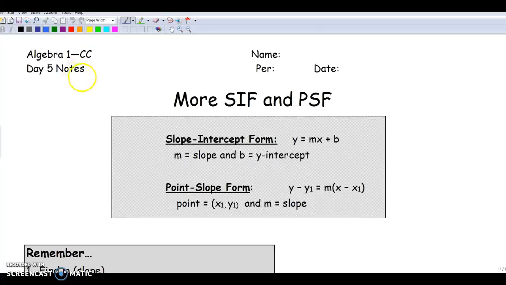You should be at your day 5 notes. The stuff we're going to do today is pretty similar to what we did yesterday, so I don't foresee any major issues. We're going to talk more about slope-intercept form and point-slope form.